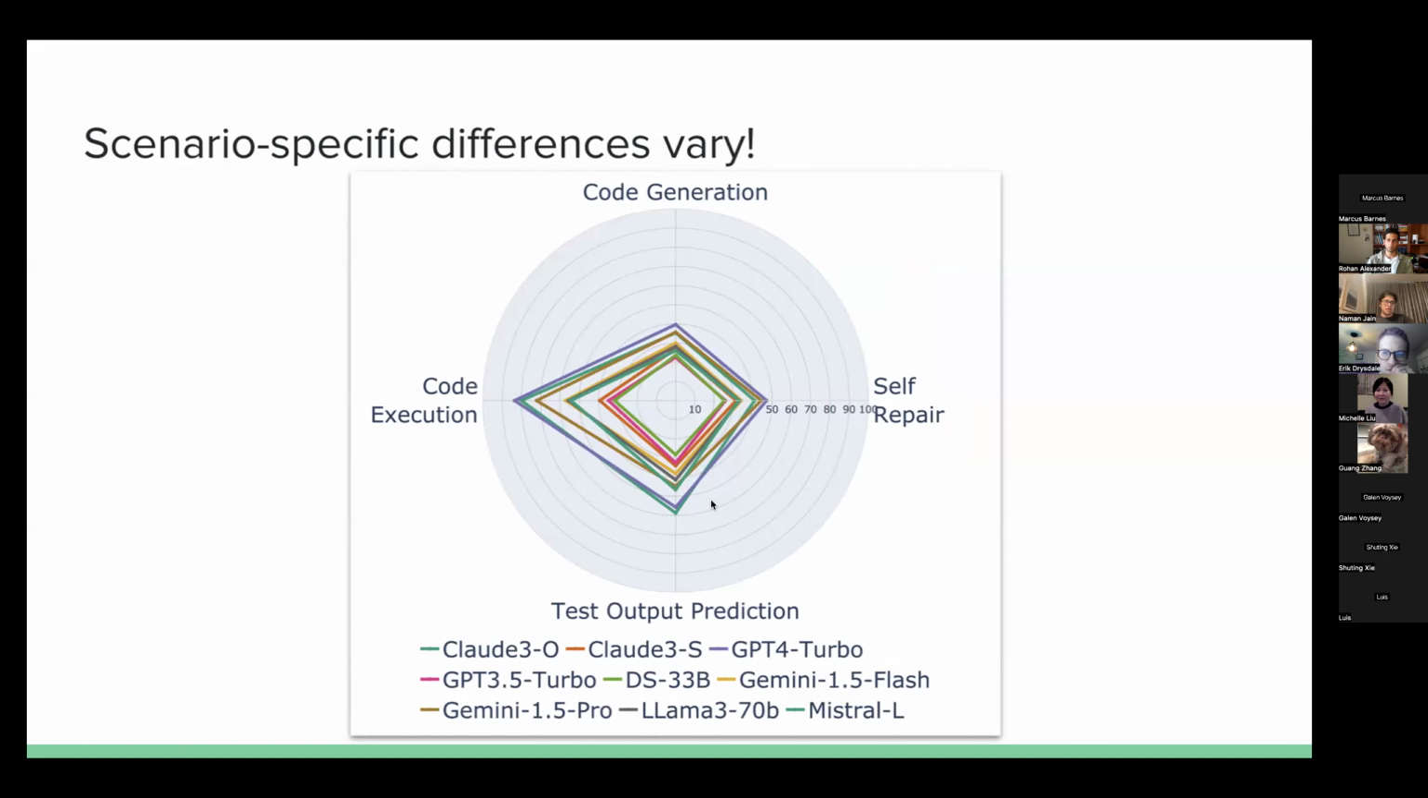Then I'll maybe leave some time, so I'll try to wrap up quickly. So I talked about holistic evaluations. Beyond code generation, we also evaluate other aspects like code repair or self-repair, test output prediction, and code execution. And you do see some scenario-specific differences. There are some places where these radial plot curves intersect with each other.